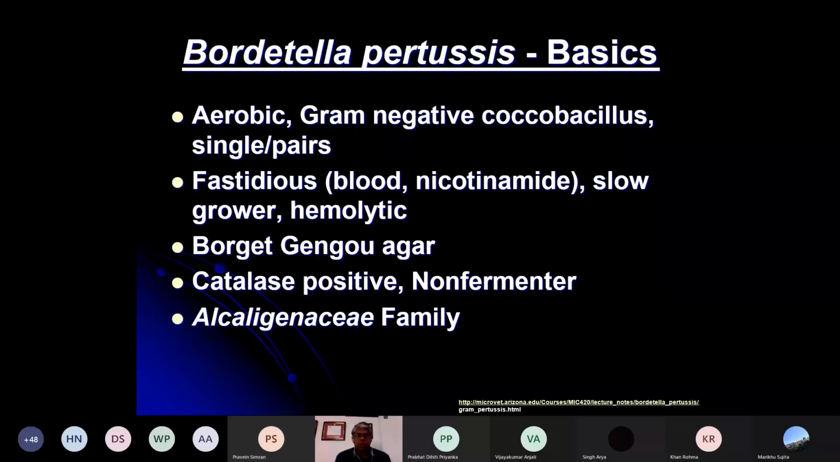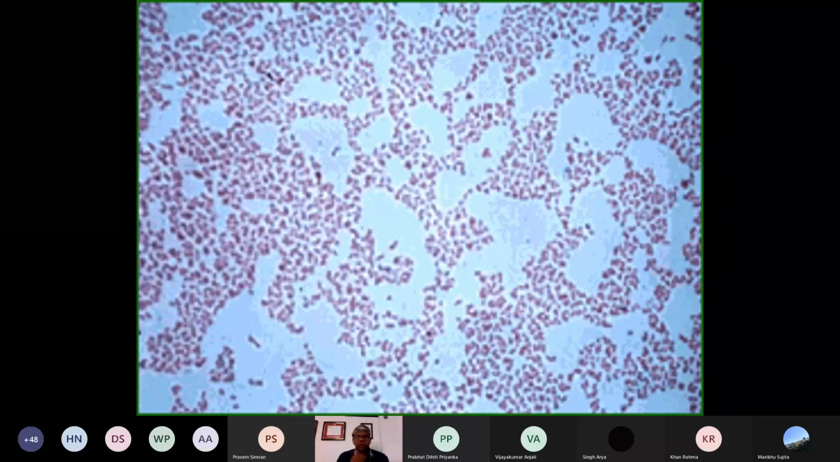It's a catalase positive organism and it does not ferment any sugars or any carbohydrates, and therefore it is called a non-fermenter. So you don't have to worry about remembering its fermentation reactions. Just few things to remember. Hemolytic on blood agar, requires specialized media, and is catalase positive. So this is how Bordetella pertussis looks like. Small gram-negative coccobacilli may be arranged in pairs, may be arranged in singles.